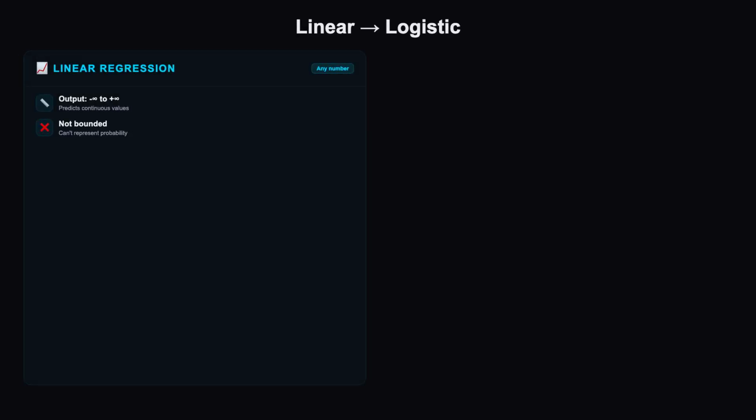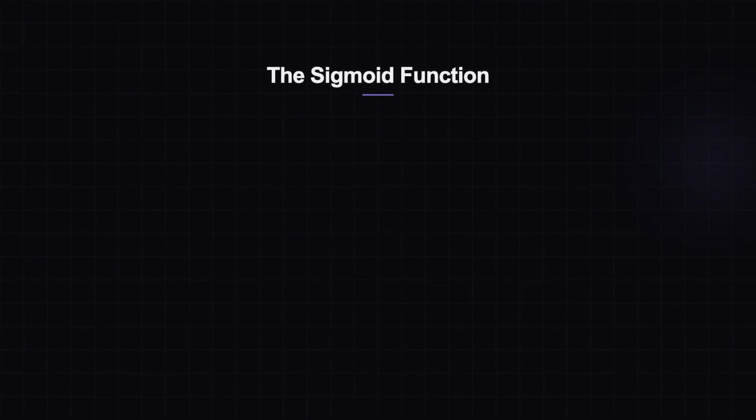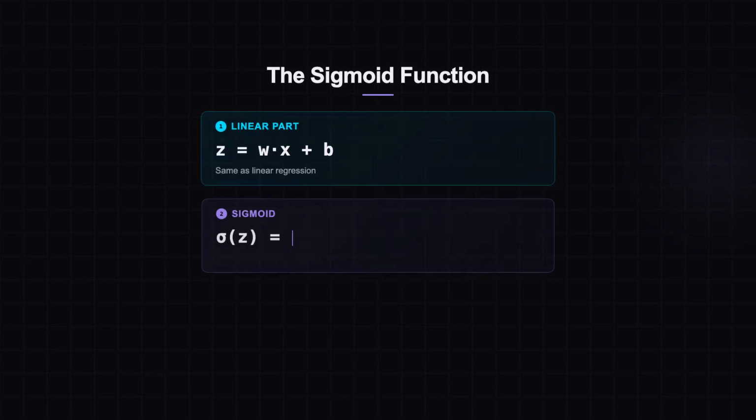Remember linear regression? It draws a line and predicts any number. But for classification, we need probabilities between 0 and 1. We can't have a model predict negative 0.3 or 1.7 for a yes or no question. The solution: take linear regression's output and squash it through the sigmoid function, which maps any number to a value between 0 and 1. The sigmoid function is the heart of logistic regression.